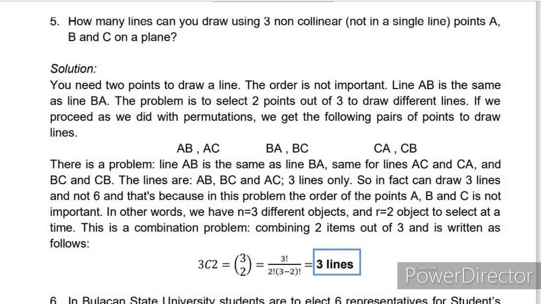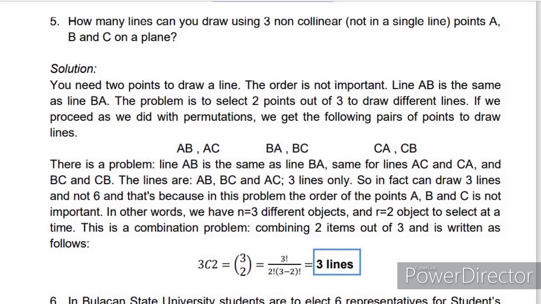So how do we deal with this problem? So the lines are AB, BC, and AC. So they are three distinct lines only. So in fact, we can draw three lines and not six. And that's because in this problem, the order of points A, B, and C is not important, since it is not stated in the problem that their order is important. So in other words, n is equal to 3 different objects, and r is equal to 2 objects to select at a time, because to make a line, we will select 2 points.